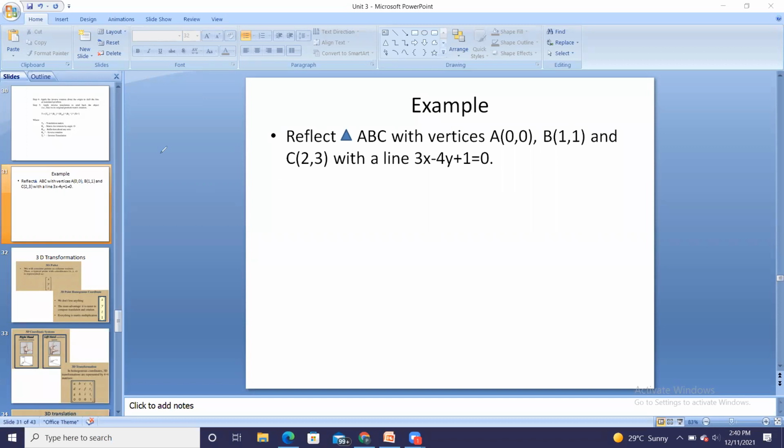Okay, so I will draw the diagram somewhere. So this is (0,0), (1,1). I will draw the object first, and then we will consider the line, where it is passing through and how it is passing. Okay.